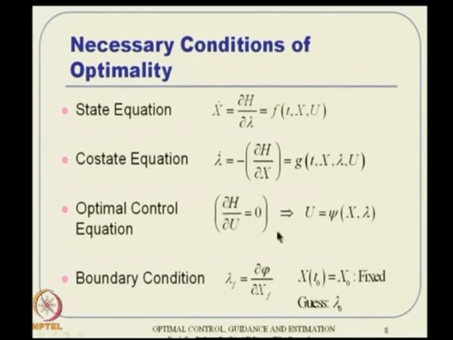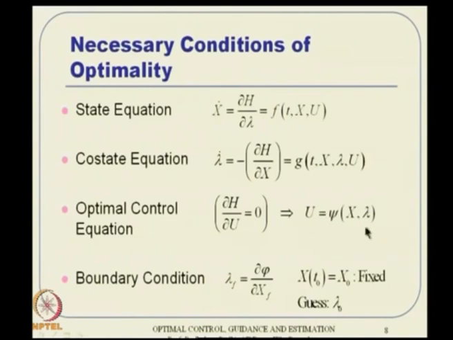Remember, once I solve this optimal control equation, del H by del U equal to 0, then I can end up with U equal to psi of x and lambda. In general, you may or may not be able to solve it in explicit form. If you are not able to solve in explicit form, then you have to solve using numerical techniques like the Newton-Raphson method. But for many classes of problems, it is possible to solve U as an explicit function of x and lambda. So, let us assume that it is solvable either symbolically or numerically, either way.